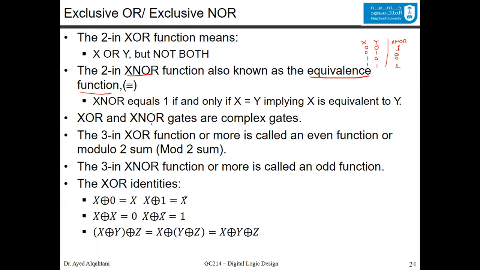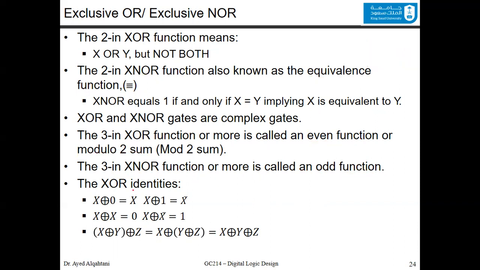The XOR and XNOR gates are complex gates. They are not primitive, because you can generate their function by using AND, OR, and inverters. The three input XOR function or more is called an even function, or the modulo 2 sum function. The three input XNOR function or more is called an odd function. So the XOR is the even function, the XNOR is the odd function.